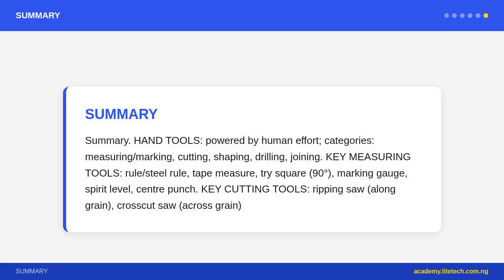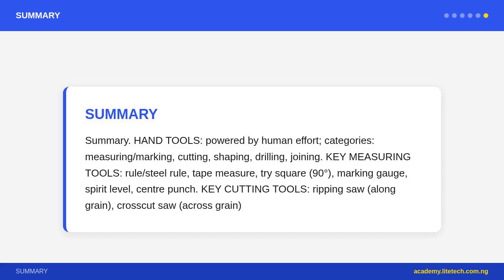Summary. Hand tools, powered by human effort, categories: measuring and marking, cutting, shaping, drilling, joining. Key measuring tools: rule or steel rule, tape measure, tri-square, 90 degrees, marking gauge, spirit level, center punch. Key cutting tools: ripping saw, along the grain, crosscut saw, across the grain, tenon saw for joinery, hacksaw for metal, chisel for wood, cold chisel, metal.